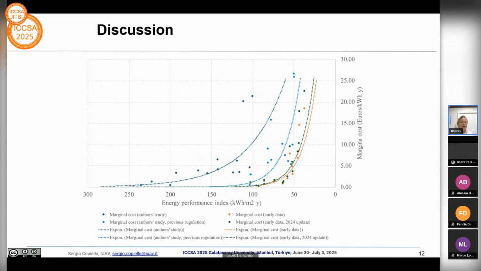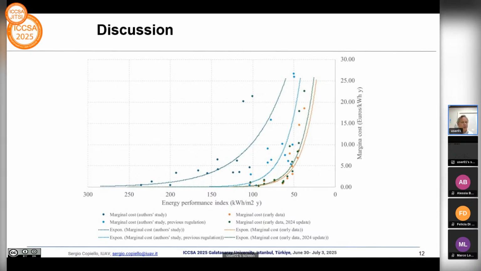Now we are using a method, the so-called reference building method, that has been criticized for several reasons, and the change in the method is our main explanation. Still, you can see there is a gap between the light blue line and the green line. We have a third explanation.